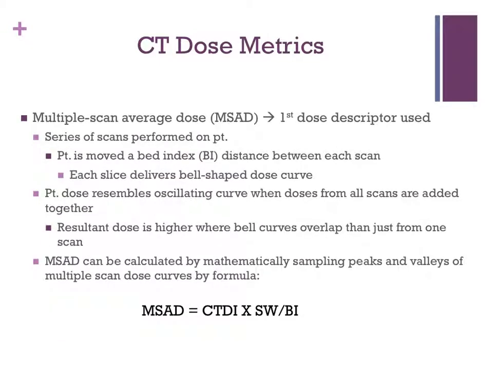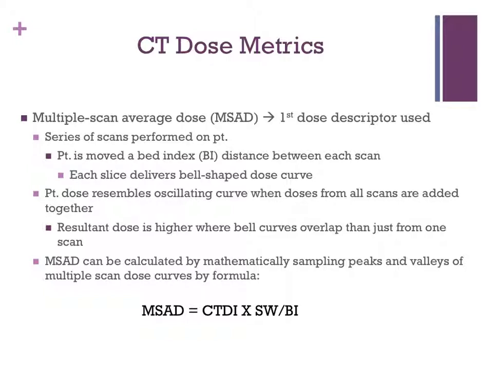Multiple scan average dose, also known as MSAD, is the first CT dose descriptor to be identified and used. To use, a series of CT scans is performed on the patient, and the patient is moved a bed index distance between each scan, and each slice delivers the characteristic bell-shaped dose. So if doses from all scans are added up, then the resulting total patient dose resembles the oscillating curve. Take a look at figures 10.10 and 10.9 in your book to see the curves.